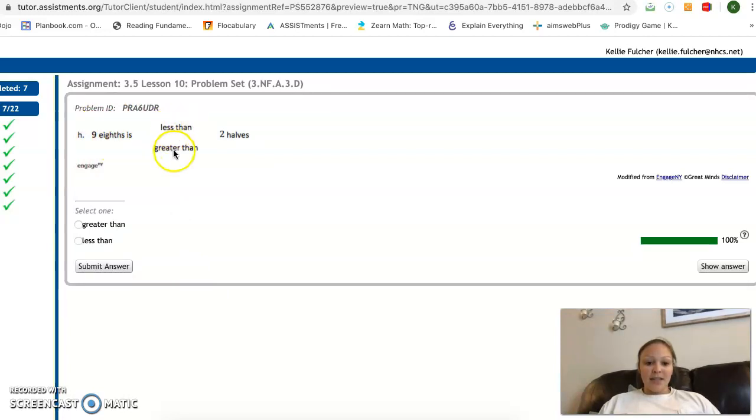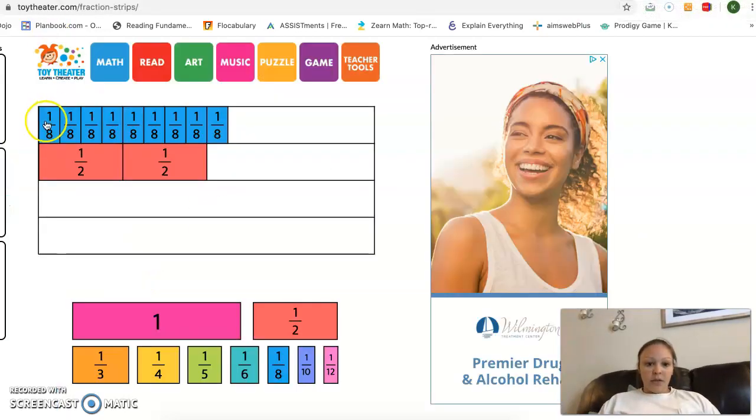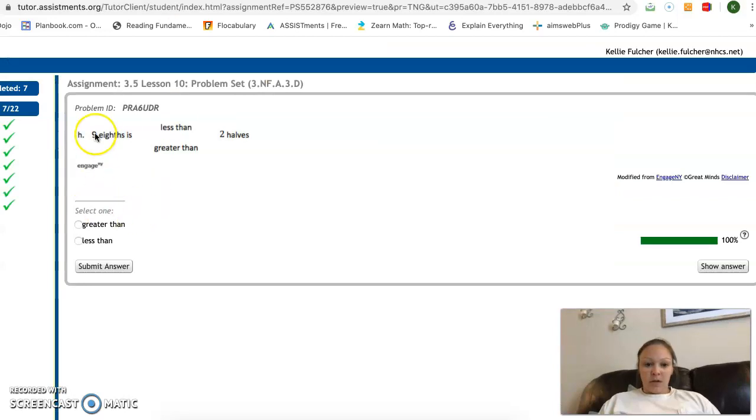9/8 is less than or greater than 2/2. Let me show you this on here. All right, here is 9/8. 1, 2, 3, 4, 5, 6, 7, 8, 9. And here is 2/2. 1, 2. So 9/8 is bigger than 2/2. 9/8 is greater than 2/2.